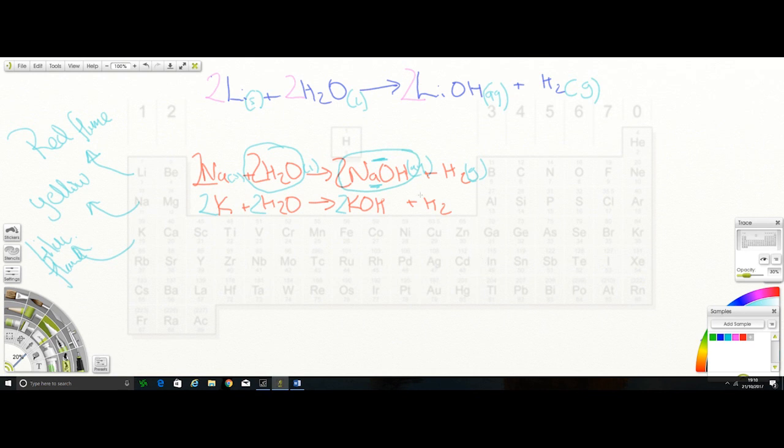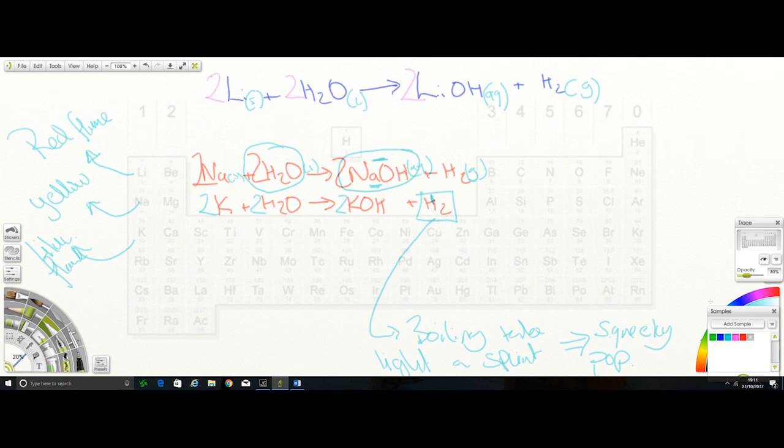Final thing, how do you test for hydrogen? So that's supposed to be an H, that looks awful. Hydrogen: if you collect hydrogen gas in a boiling tube, so collect the gas in a boiling tube, then light a splint, the hydrogen will make a squeaky pop.